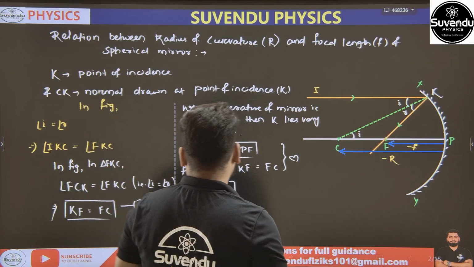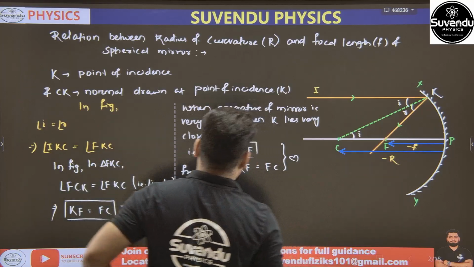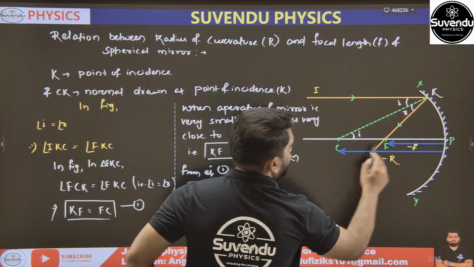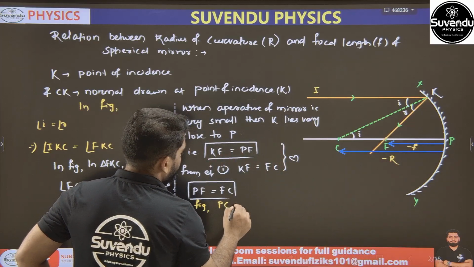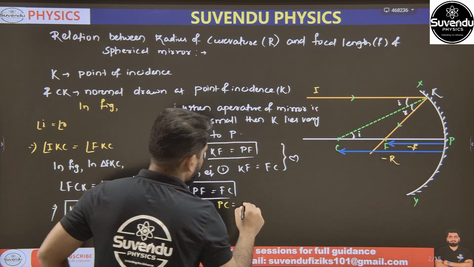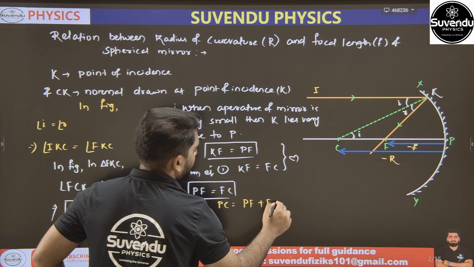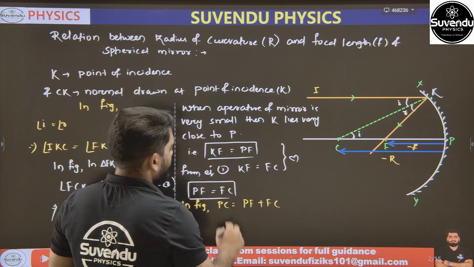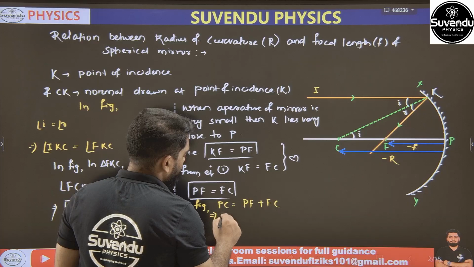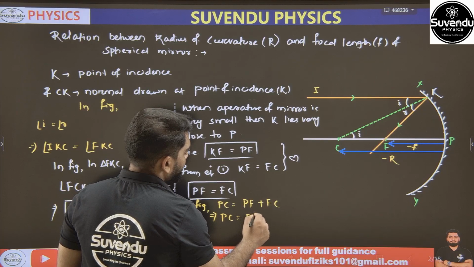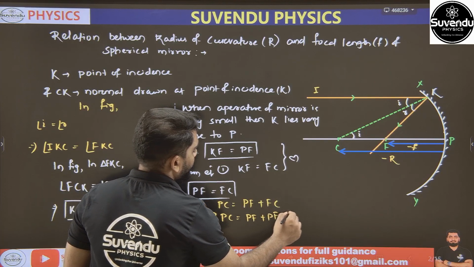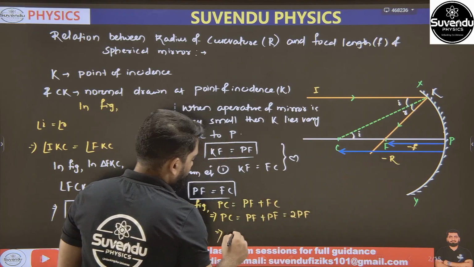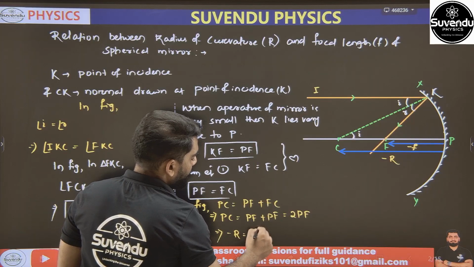ये मिलने के बाद now we can write in figure, what is PC? The length of PC is equal to PF plus FC. Now PF का वैल्यू FC के साथ बराबर होगा. When PF is equal to FC, now we can write it as PC is equal to PF plus PF. That will be equal to 2PF. And PC का आंसर देखो लिखा हुआ है minus R is equal to 2 times of minus F.